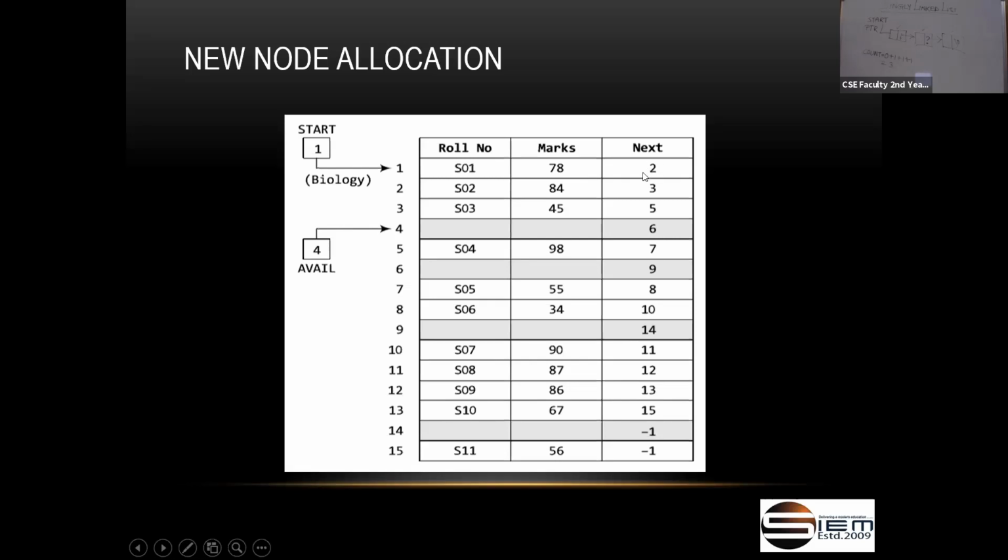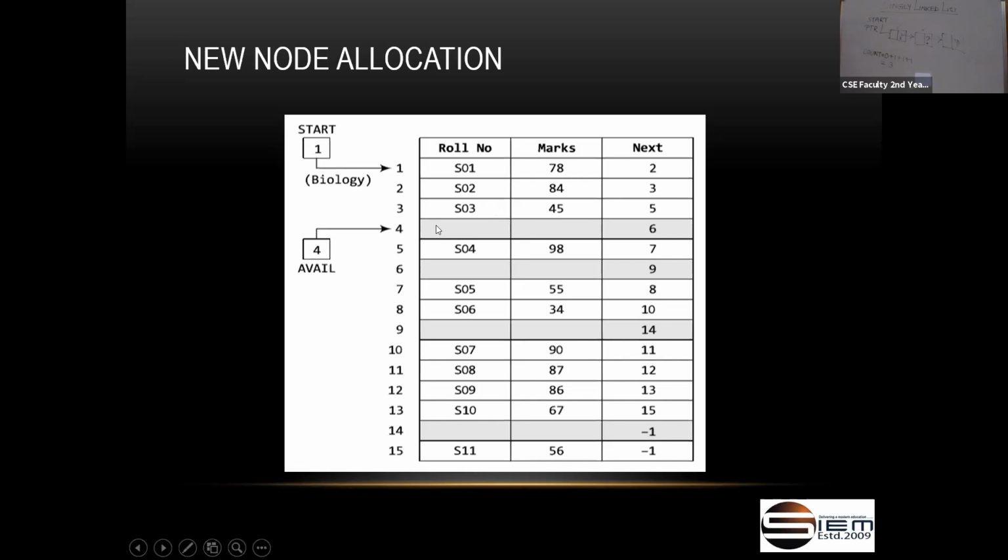And in the next part, it is 2. That means the next address I have to move is 2. In 2, I get S02, 84. Next is 3, where I get S03, marks is 45. Next is 5, not 4. So we have to jump to 5. Here I get S04, marks is 98. Next is 7. At 7, I get S05, marks is 55, and so on. This way we keep on moving until we reach 15. Here we get null. That means it stops here.